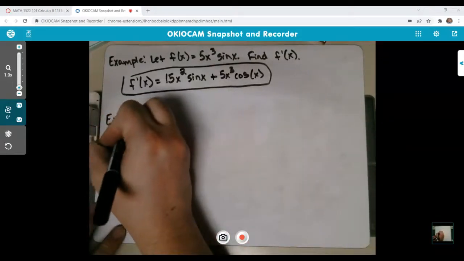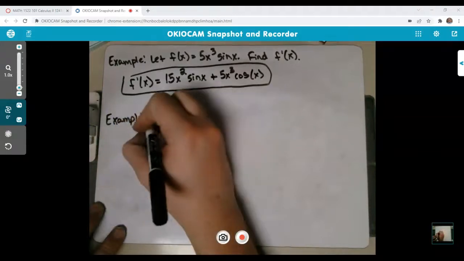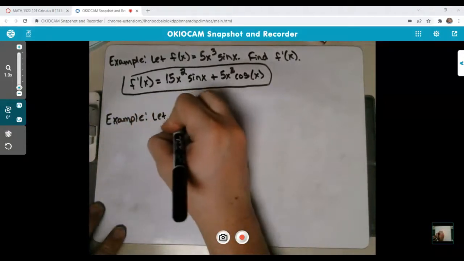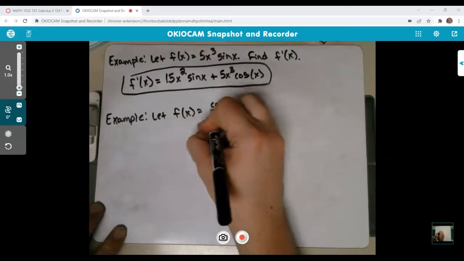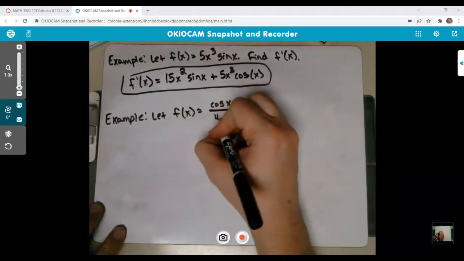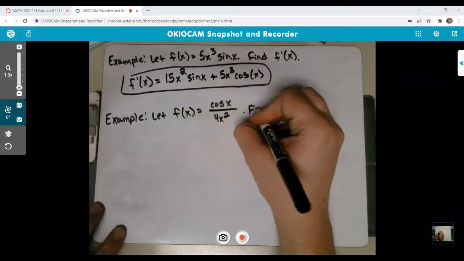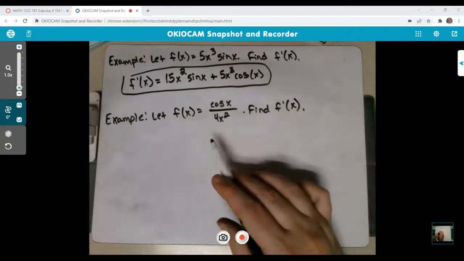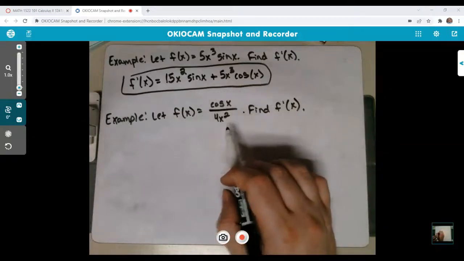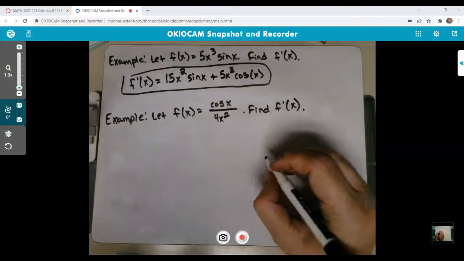Another example. We're going to do the same thing, but this time the function's going to be cosine of x divided by 4x squared. And we're going to find f prime of x. So for this one, I would look here and see this is a quotient. So I want to use the quotient rule.